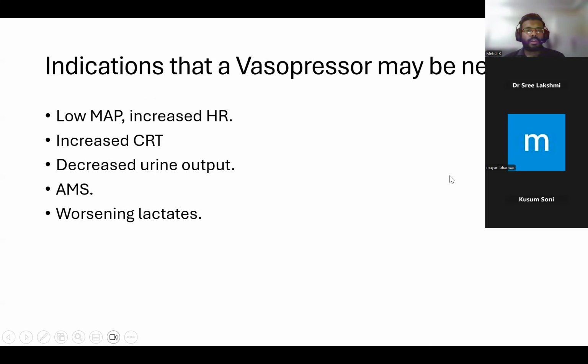So what are some of the indications that a vasopressor might be needed? The patient is having hypotension, increased heart rate, low MAP, increased capillary refill time, decreased urine output, altered mental status, and worsening of lactate. So all signs of decreased organ perfusion. These are the things that will tell you that the patient is in shock and might need IV fluids, and if IV fluids don't work, the patient will need vasopressors.